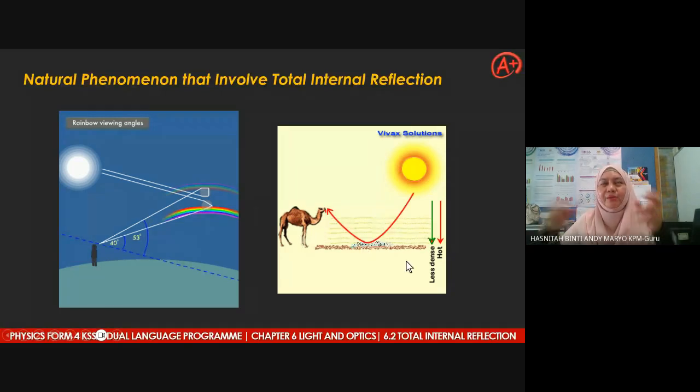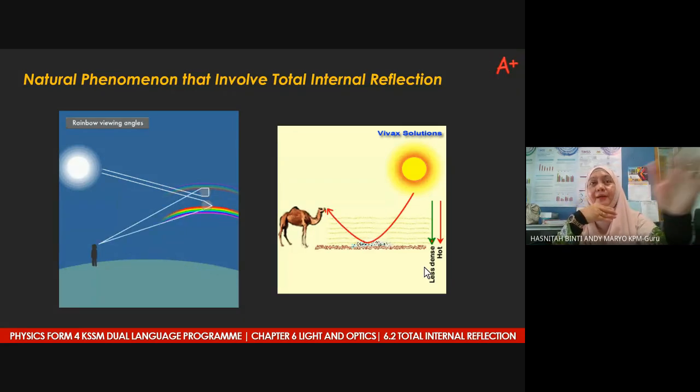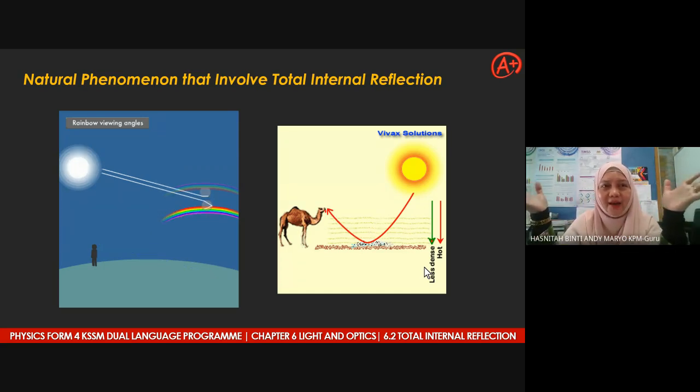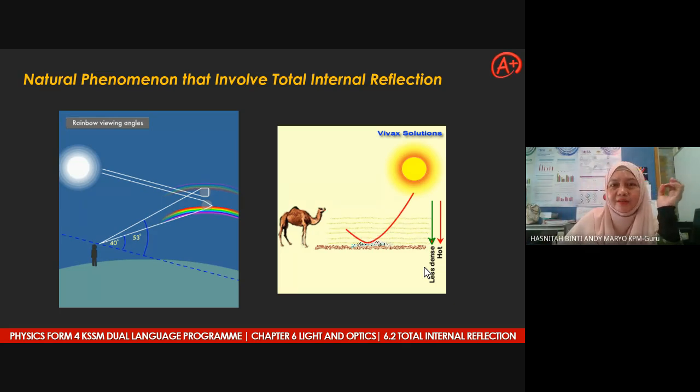A mirage is when you are driving on a very hot afternoon, and you will see in front of you a puddle of water appear on the road surface. But when you go closer, it disappears because actually it is not there. That is only the image of the cloud above in the sky. So let us check one by one.